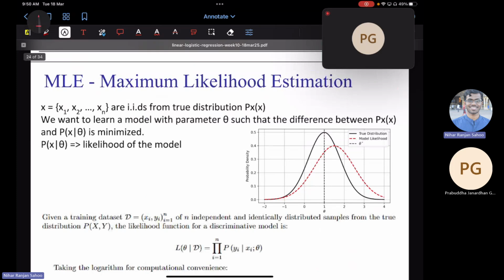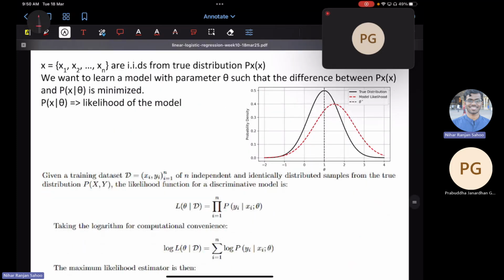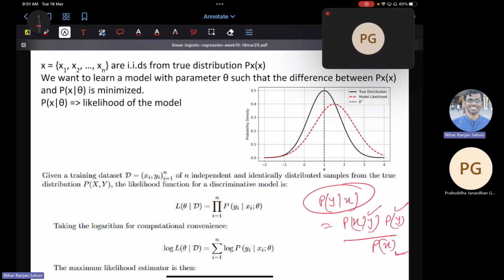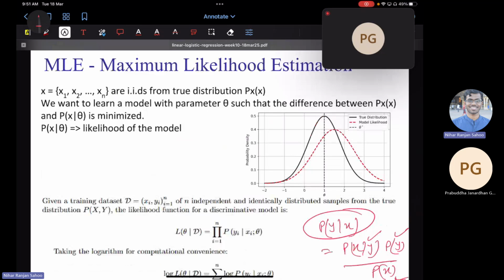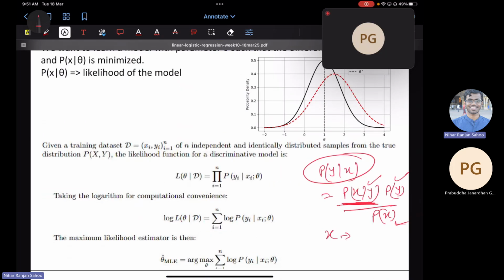So what does maximum likelihood estimation tell us? Likelihood is a term we know from Bayes theorem, right? What Bayes theorem tells us, if we are trying to predict the posterior, that is the probability of y given x, that is equivalent to saying the probability of x given y times the probability of y divided by the probability of x. We know this is the posterior, this is the likelihood, this is the prior, and this is the total probability, right? So what is this x and what is this y? X in a machine learning setup is always data, the input data, and y is the label.